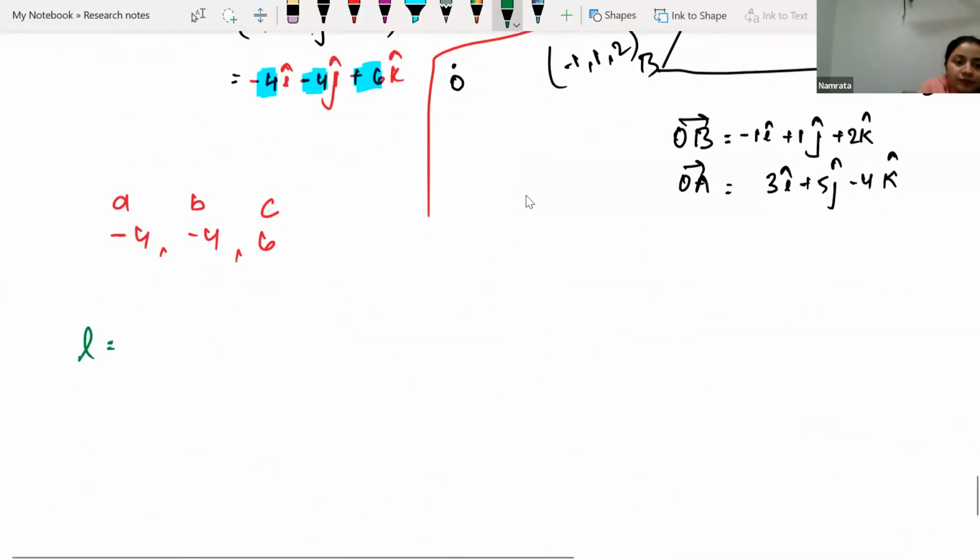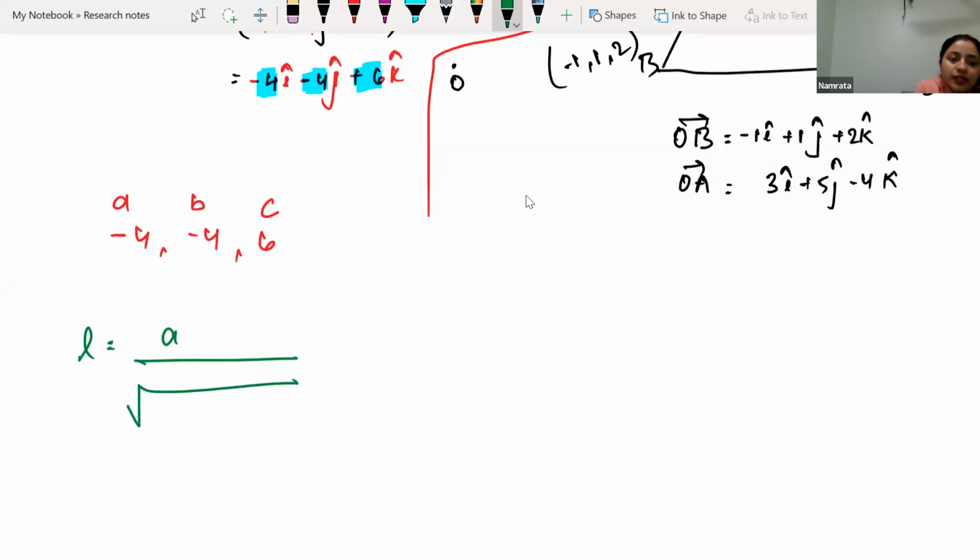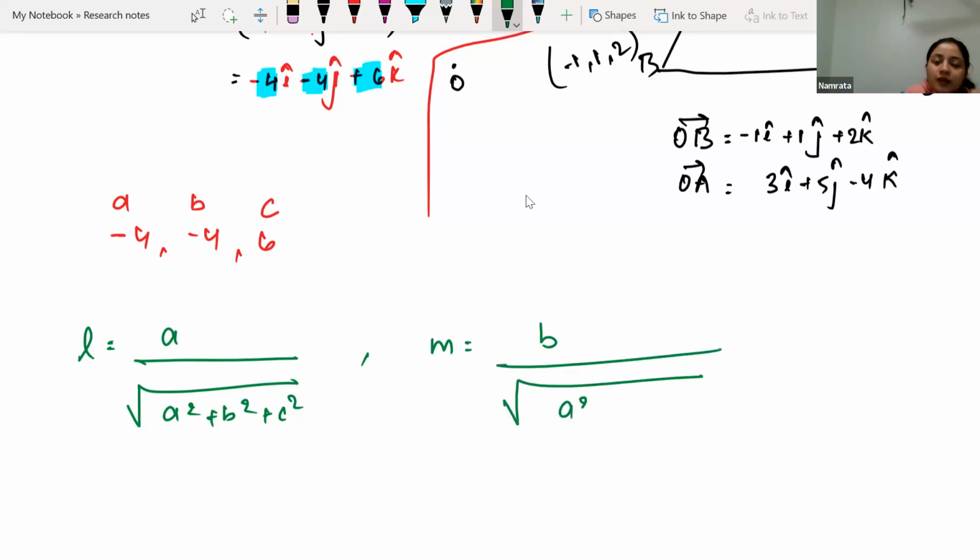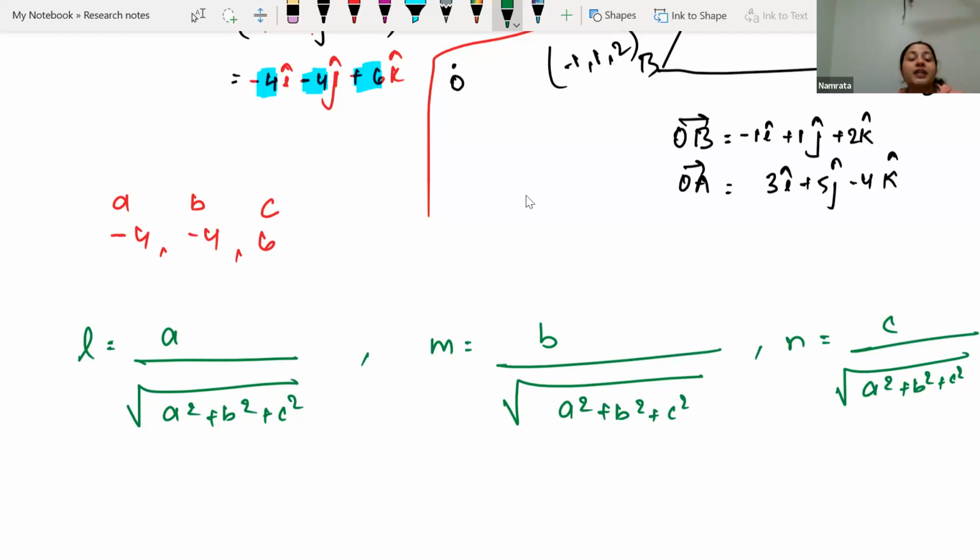So L will be A over under root A square plus B square plus C square. ABC value you can see I have written just above it. M value we can get, what are we doing? We are finding the direction cosine by using the direction ratio. How we got the direction ratio? By finding the equation of a line. B over under root A square plus B square plus C square, and N will be C over under root A square plus B square plus C square. This way we will be getting the direction cosine of one of the sides of the triangle. Similarly, we have to find the direction cosine of each and every side.